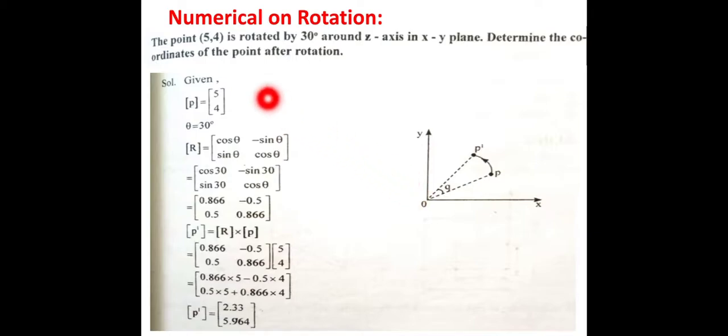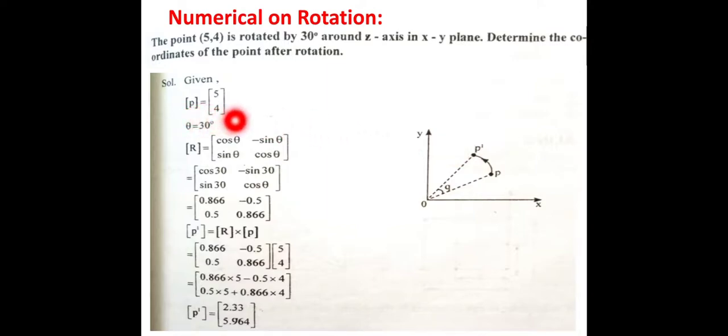Now we will discuss the numerical on rotation. The point 5, 4 is rotated by 30 degrees about the z axis in the xy plane. Determine the coordinates of the point after rotation. So here theta is equal to 30 degrees, and the coordinates of the point are 5, 4. This is P, where the coordinates are 5, 4. When it is rotated by 30 degrees, we need to identify this P dash coordinates.